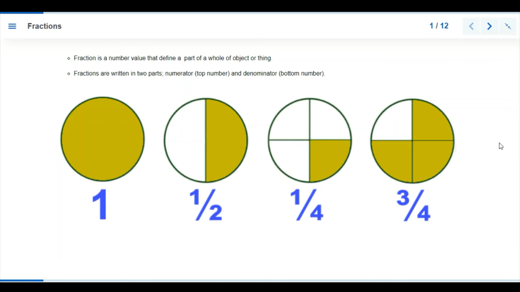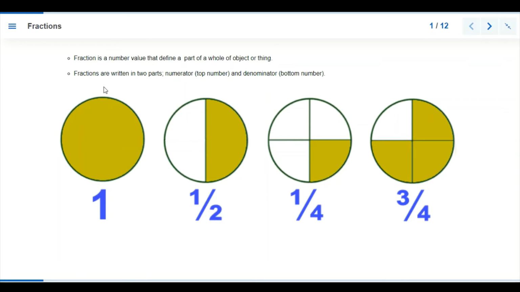When you're talking about fraction, there is a number value that defines a part of a whole object or a thing. So it can be an object, it can be a thing, and fractions are divided into two parts. We have the numerator, we have the denominator. The numerator is the top number, and we call the denominator what? The bottom number.